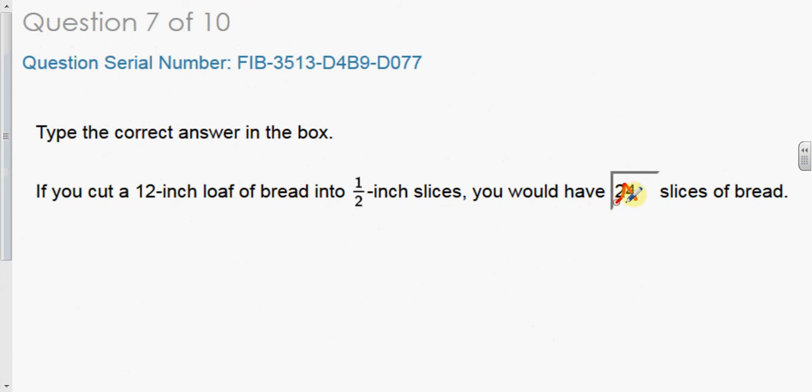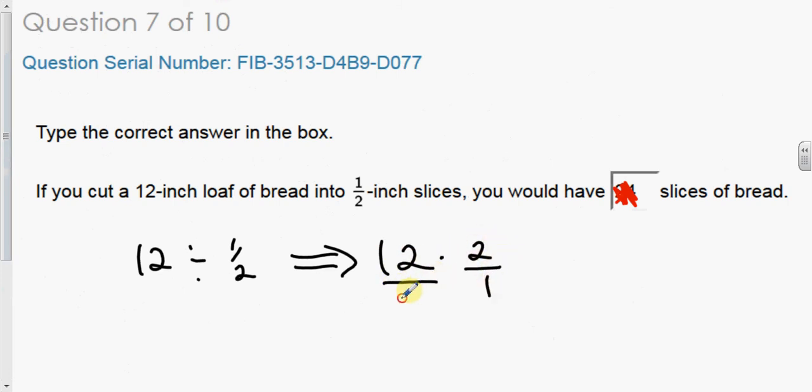Oh, we got answers again. If you cut a 12-inch loaf of bread into 1/2 slices, you would have blank slices of bread. So we're basically dividing up by halves. So this is 1/12 times 2/1. Look at that 12 as being 12/1. So we're multiplying. That's just 24. 24 slices, right?